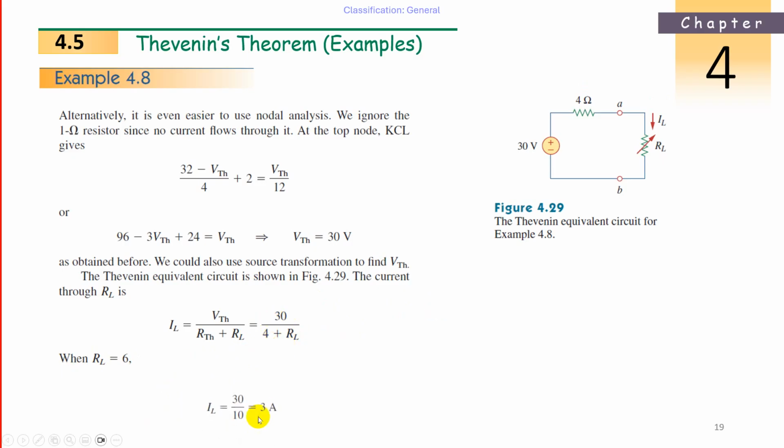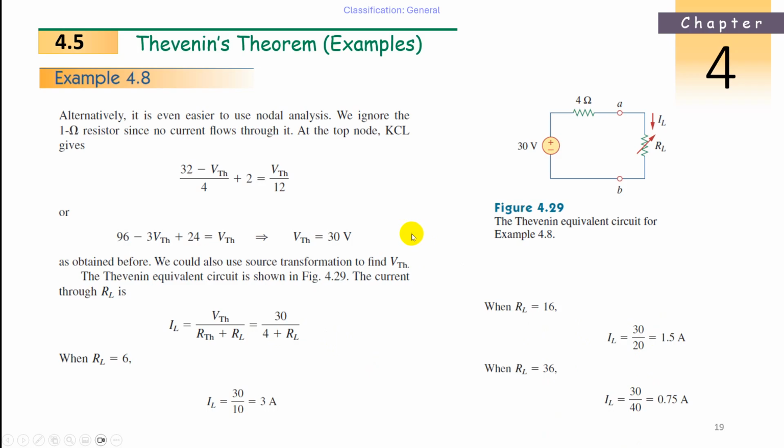Now when RL is equal to 16, substitute 16 here, 16 plus 4, 20. So 30 by 20, 1.5 ampere. When RL is equal to 36, 36 plus 4, 40, 30 divided by 40 is nothing but 0.75 ampere.